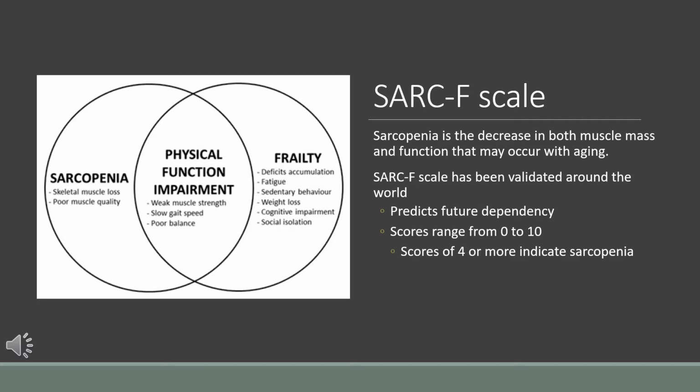The SARC-F scale has been validated, or shown to be accurate, in several countries. It is predictive of future dependency. The scores on this scale range from 0 to 10, with a score of 4 or more indicating the presence of sarcopenia.